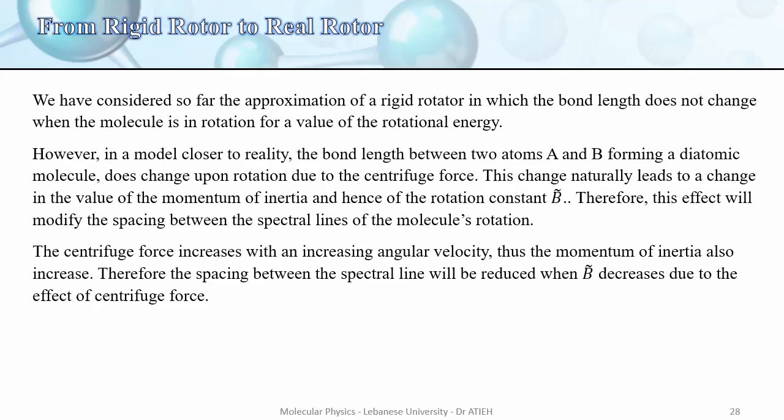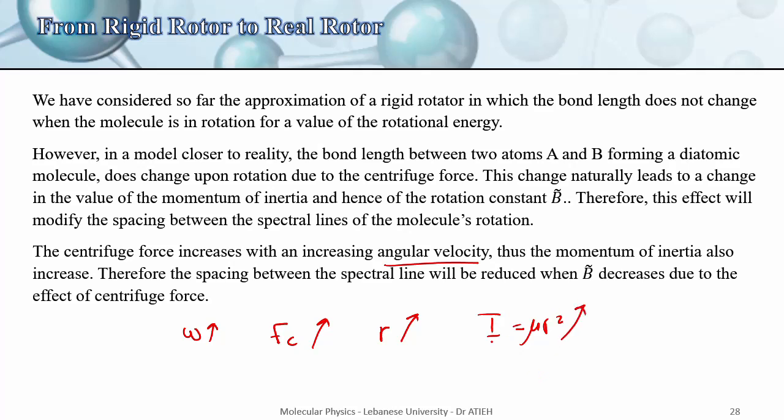If we have a real rotor, the bond length between the two atoms forming a diatomic molecule will increase due to the centrifugal force. When the angular velocity of rotation increases, the centrifugal force, F centrifugal, which depends on omega, will increase. So when the centrifugal force increases, the internuclear distance will increase. So when the internuclear distance increases, the moment of inertia will also increase. So if the moment of inertia increases, then B will decrease because B is inversely proportional to I.